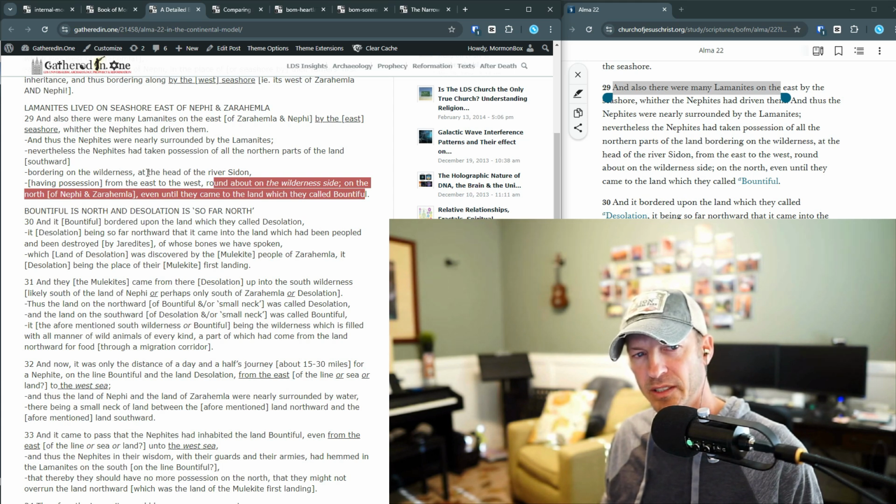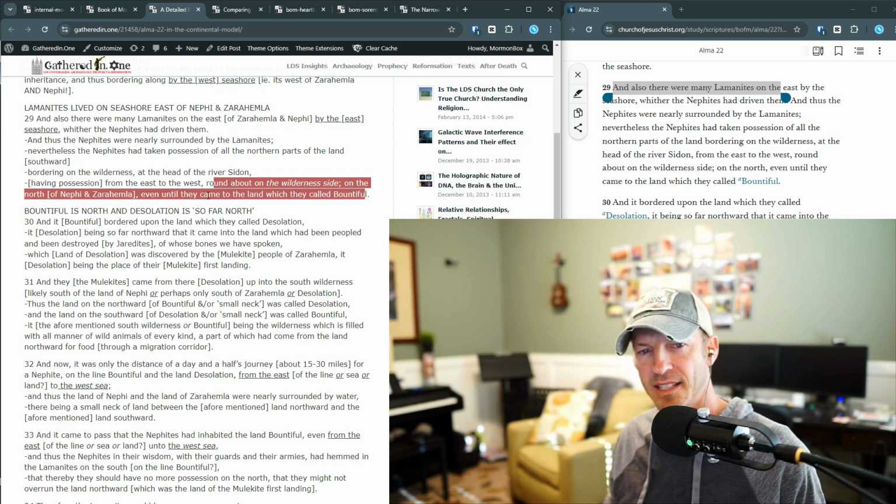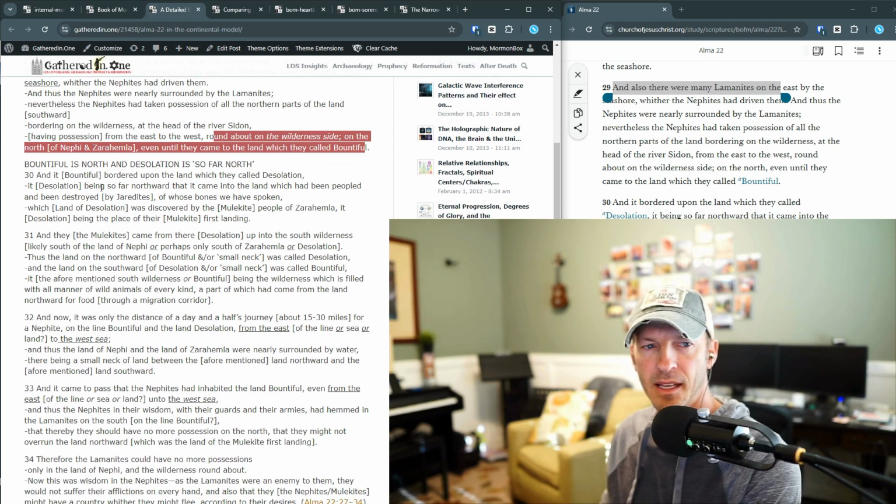Just the narrow strip of wilderness at the head of the river Sidon, from the east to the west, round about on the wilderness side, on the north, until they came to the land which they called Bountiful, okay, which is north of the land of Nephi. We're going to read more about that.